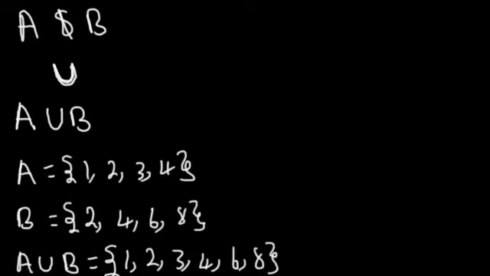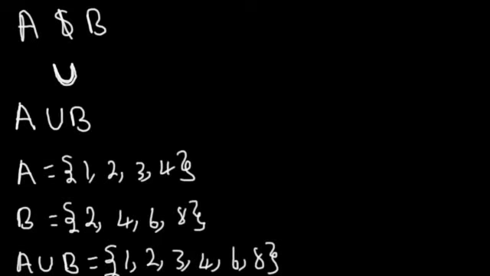And that is the basic idea behind the union of sets and how to find it. Just combine the two sets together and that will give you the union. Don't forget, you don't have to repeat the elements if they turn out to be common in both sets. You just need to write it once.